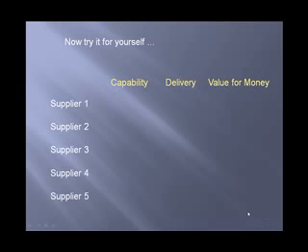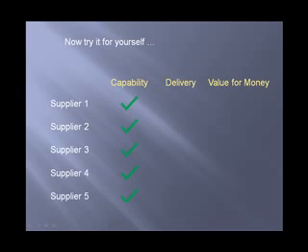Now consider your first supplier and whether or not you think that supplier is capable of delivering a good service. If your answer is yes, then put a tick in column 1 against this supplier. If the answer is no, then put a cross. Complete column 1 for all 5 suppliers.